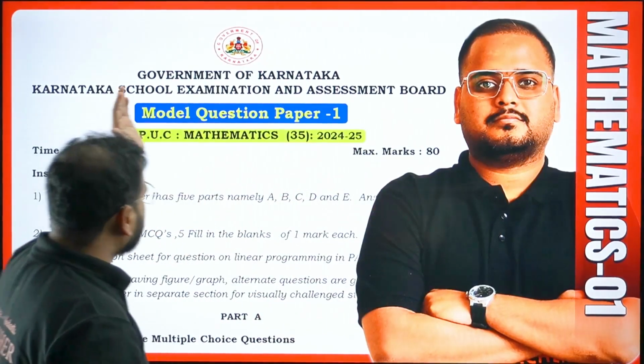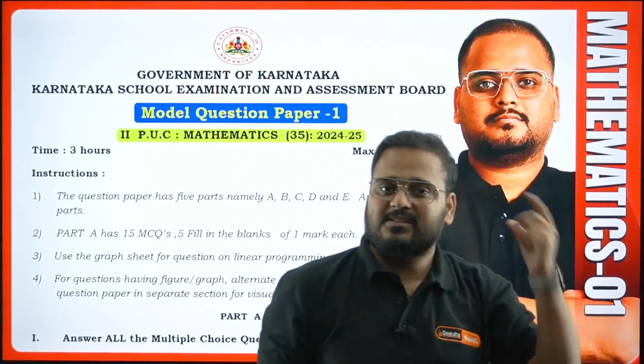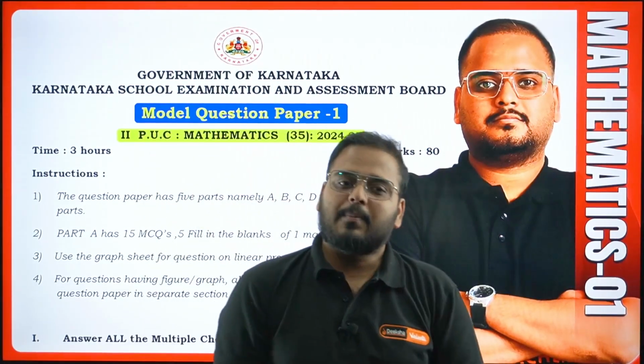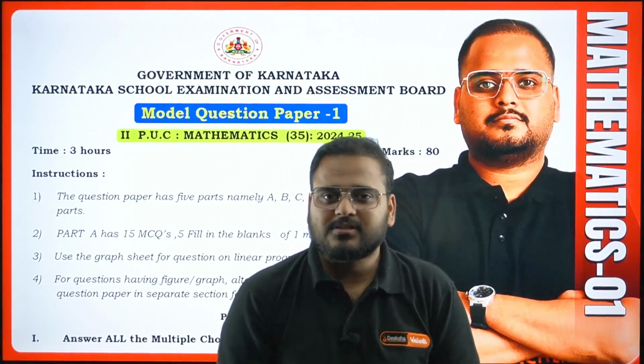You can see the paper, bacha. This is paper number 1 for mathematics for the latest year, 24 to 25. This is the year, right? We'll solve the 24-25 year paper, okay? So let's start with the questions right away.